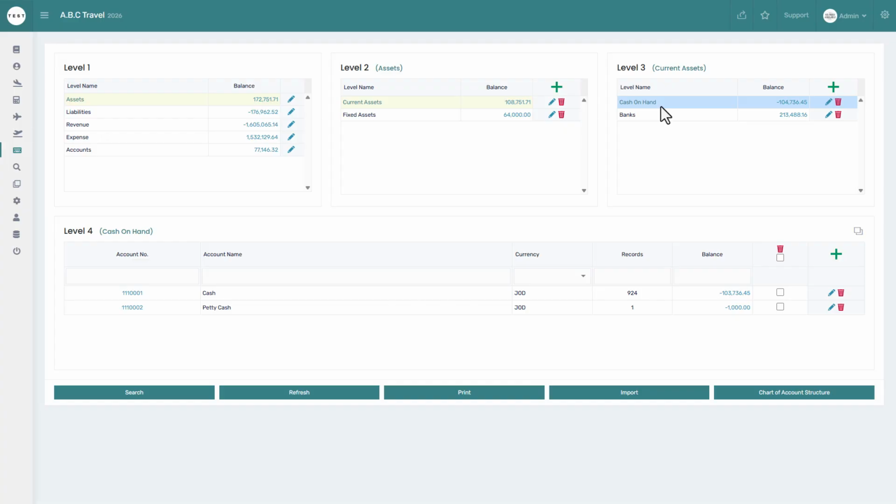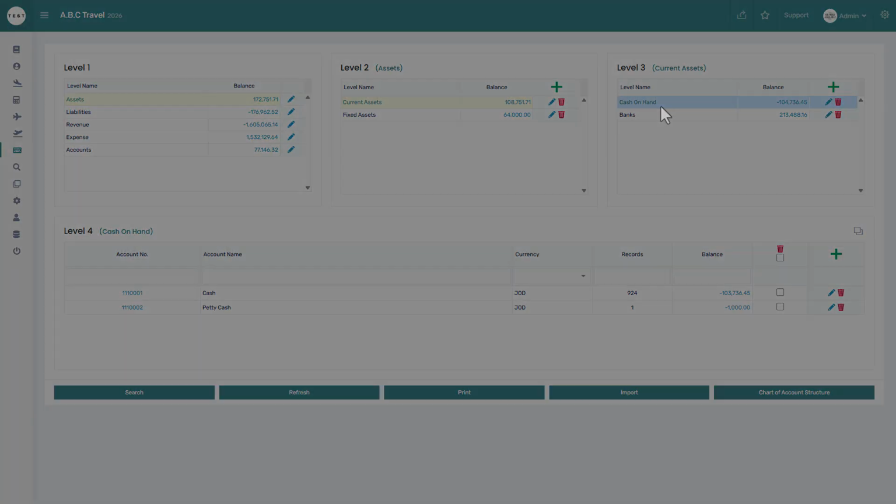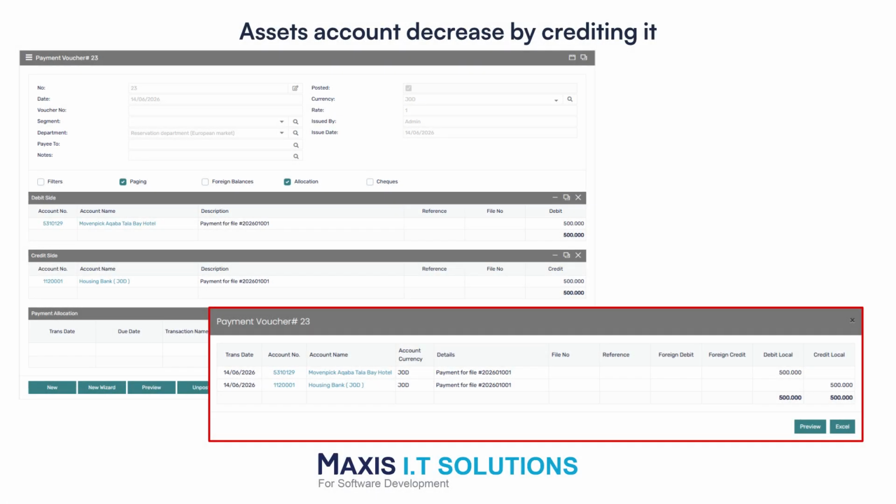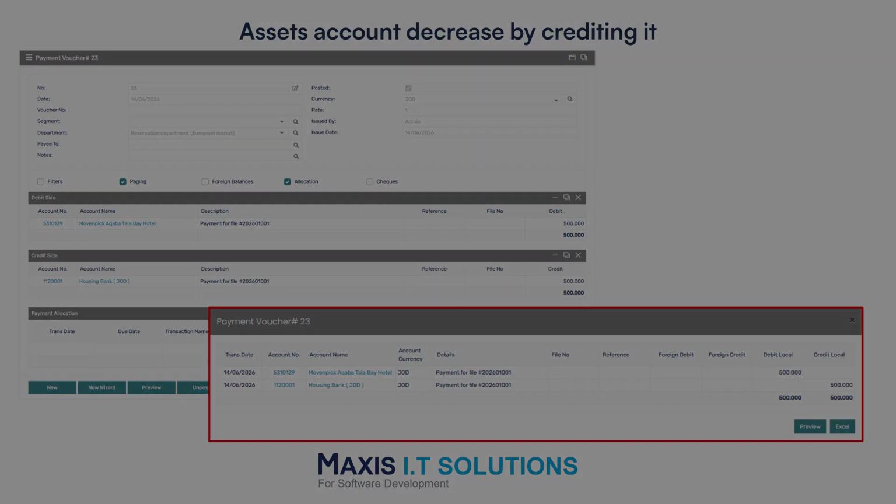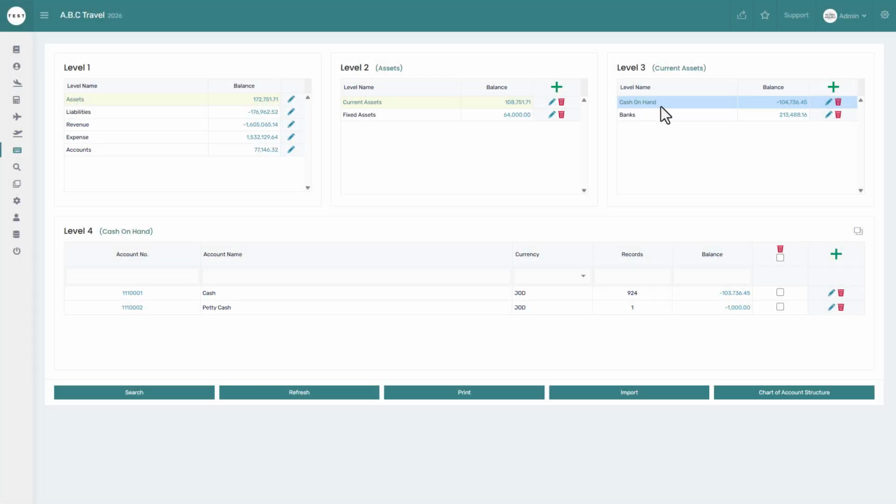On the other hand, when an asset account is used on the credit side, its balance decreases. For example, if we create a payment voucher for $500 and select the bank account on the credit side, the bank balance decreases by $500. This means the company paid money out of the bank.